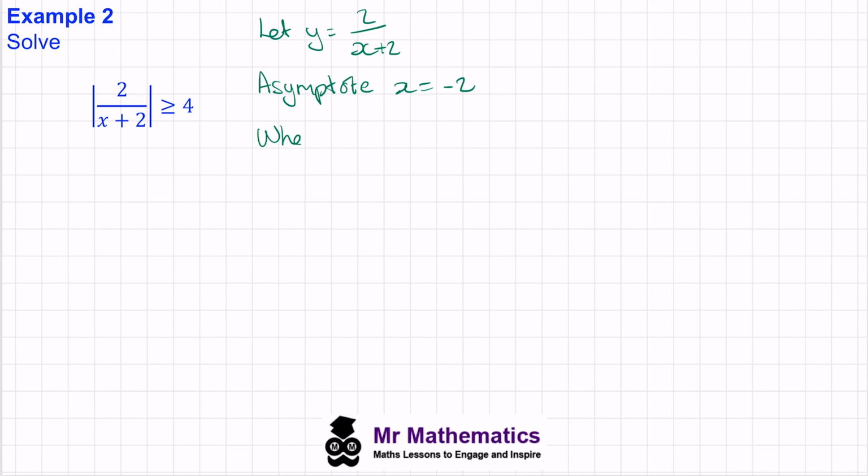And when x equals 0, well, this becomes 2 divided by 2, so y will equal 1. And when x tends to infinity, we'll have 2 divided by infinity, because this positive 2 will become negligible. So when x tends to infinity, y will tend to 0. And when x tends to negative infinity, well again, this will become negative infinity, so we'll get negative 0, or y will again tend to 0. So now we can use these to sketch our graph.